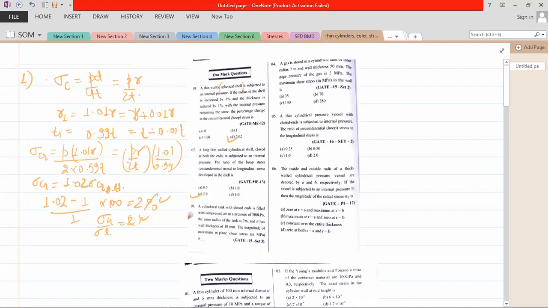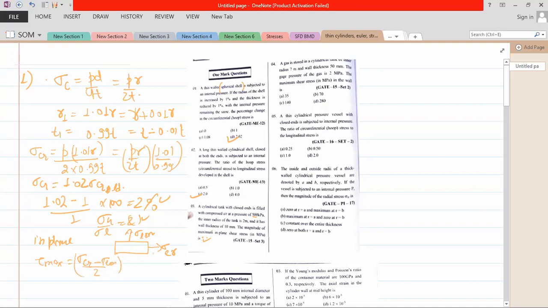A cylindrical tank with closed ends is filled with compressed air at a pressure of 500 kilopascal. Inner radius and wall thickness are given. Find the magnitude of the maximum in-plane shear stress. Remember, whenever they ask for in-plane maximum shear stress, for a cylinder you have two stresses, one circumferential and one longitudinal. So maximum shear stress is sigma circumferential minus sigma longitudinal, divided by 2.